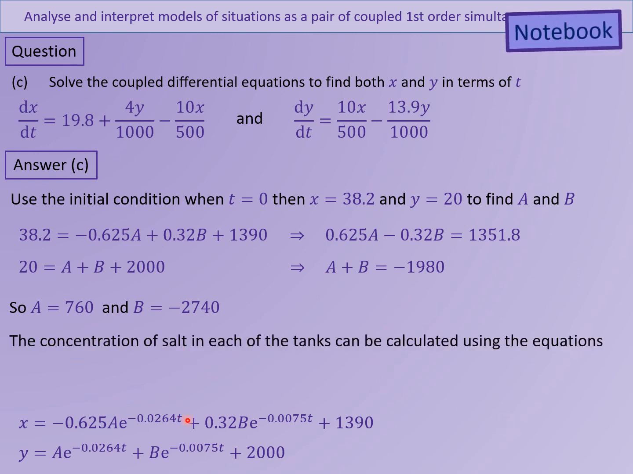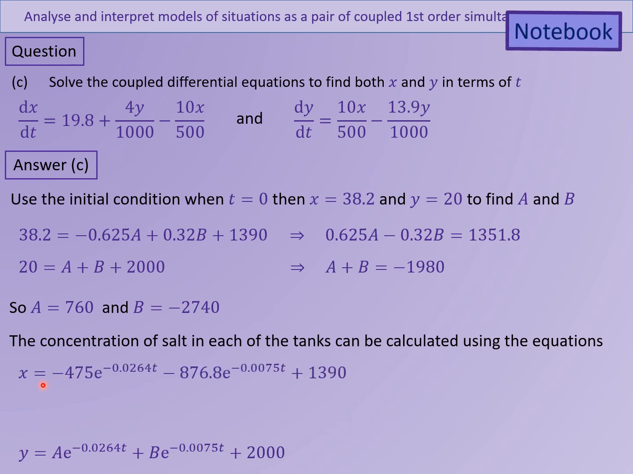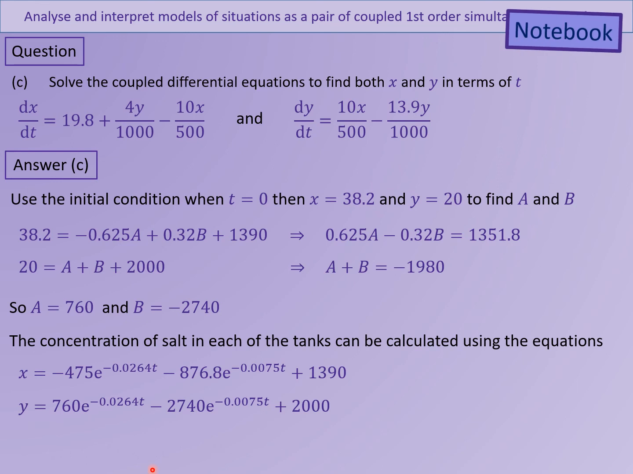So the concentration of salt in each of the tanks at any given time is x equals this number here. There we go, with my a and b values subbed in. And this one is going to be both of those values for a and b. And there we go. So I've got my y equation. So you can manage to work out, if someone said to you, what's the concentration of salt in both tanks at a given time, you can stick the t value in there and you can work out what the salt is for x and what the salt is for y. That's what those equations do. Okay, just pause there if you need some more time to take notes.